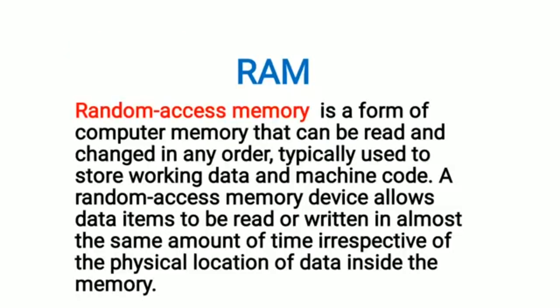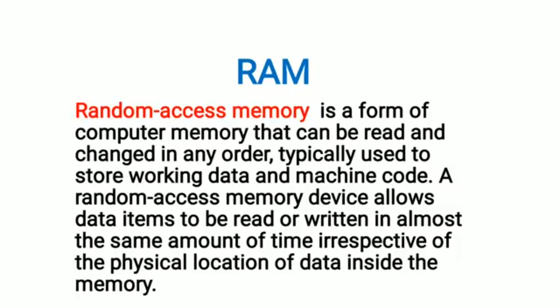RAM stands for Random Access Memory. Random access memory is a form of computer memory that can be read and changed in any order, typically used to store working data and machine codes. A random access memory device allows data items to be read or written in almost the same amount of time, irrespective of the physical location of data inside the memory.